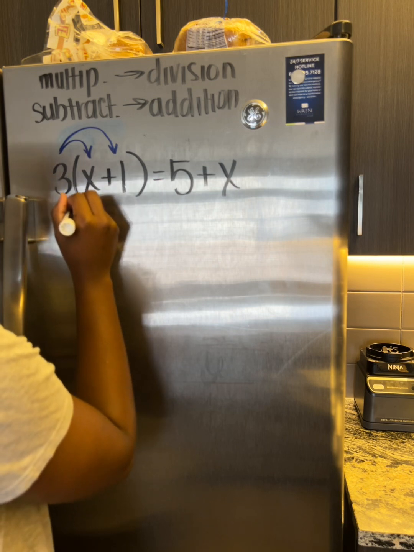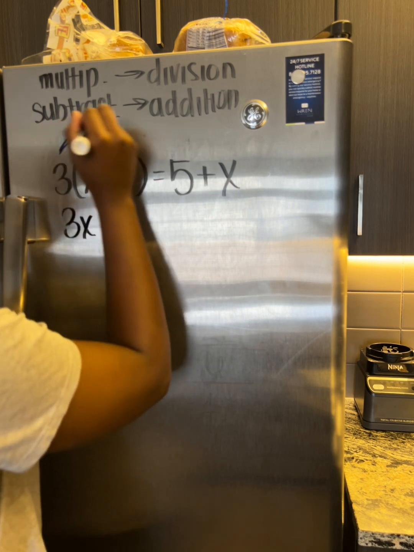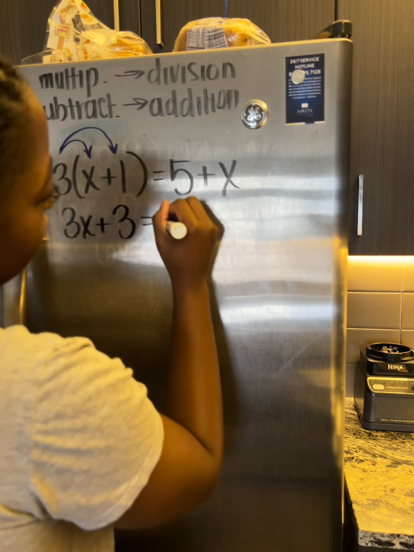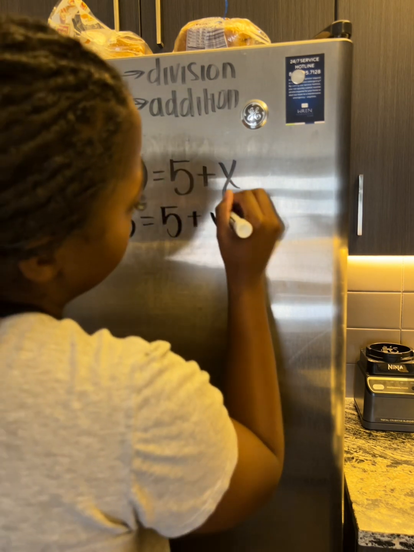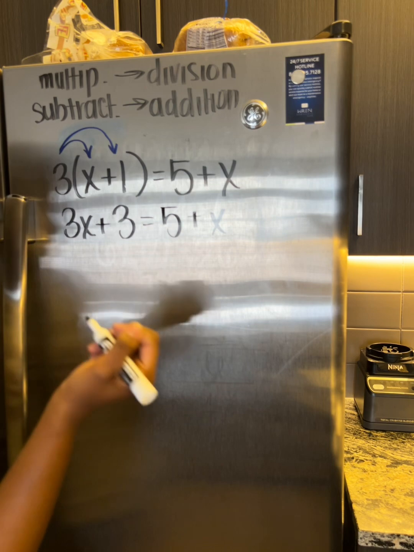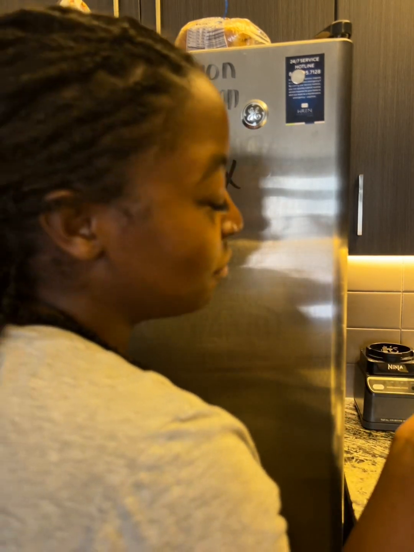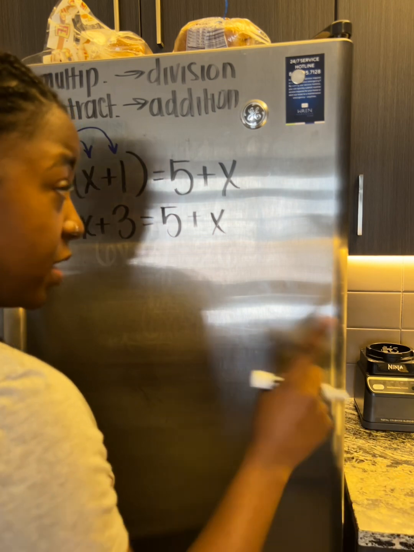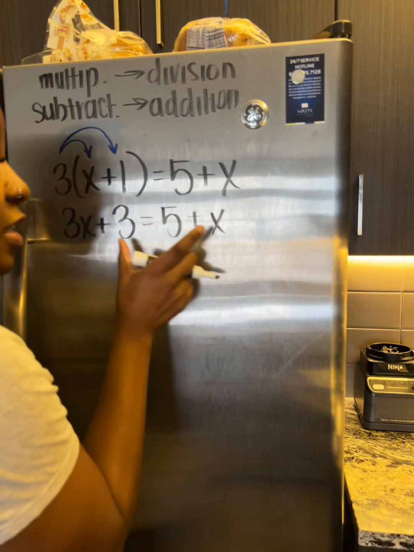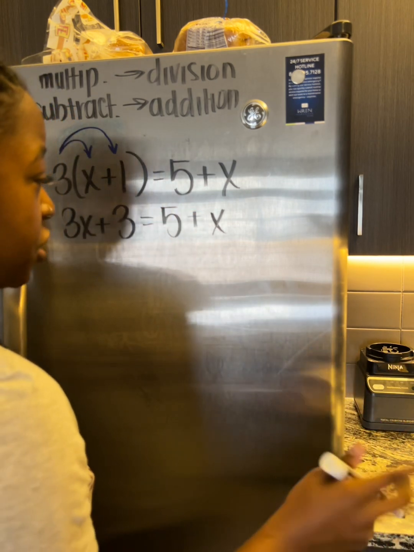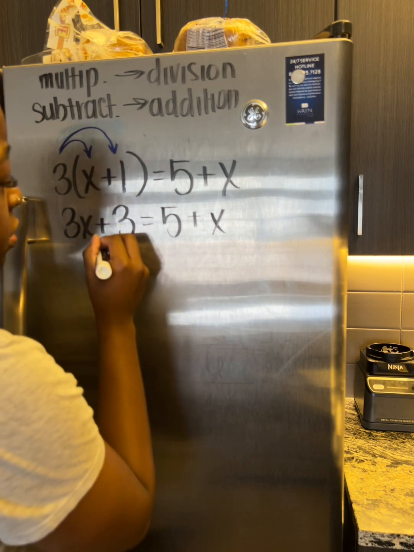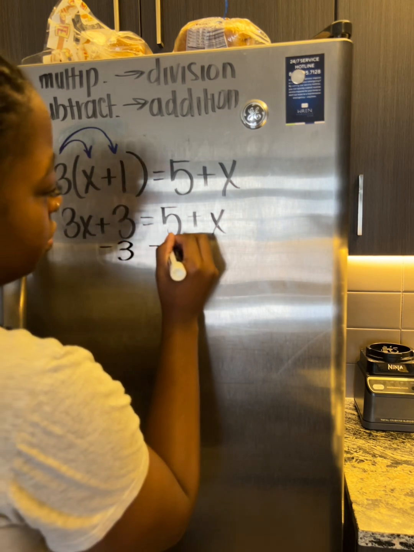3 times x is 3x. 3 times 1 is 3. And then I bring everything else down, because nothing else happened in that step, you feel me? I'm gonna combine like terms. Just because everything spread out does not mean anything is gonna change. I'm adding 3 and I wanna combine it with this 5. So I'm gonna subtract 3 on both sides.